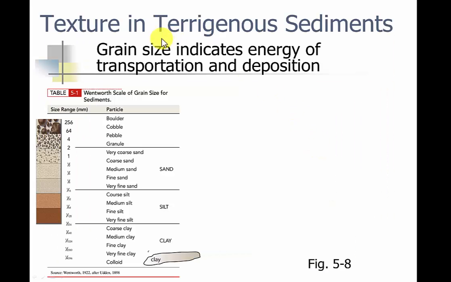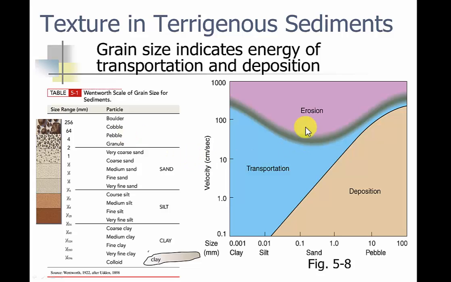Texture of terragenous sediments: grain size indicates energy of transportation as well as deposition. We talked about the Wentworth scale, where we start from very fine sediments all the way up to very large sediments. This is erosion, transportation, deposition.